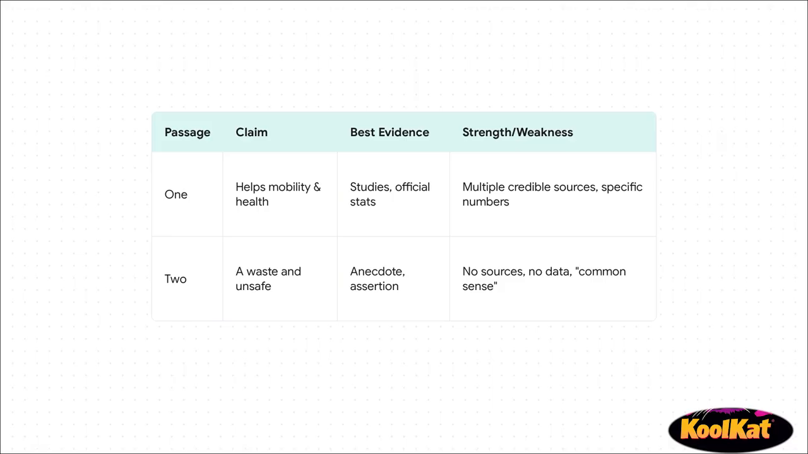The easiest way to do this is to organize your clues in a little chart, kind of like this one. So let's say the topic is about bike share programs. If you jot down each author's claim and the evidence they use, it becomes super obvious almost immediately which argument is stronger. See here? Passage 1 is using studies, official stats. Passage 2 is leaning on personal stories and just saying everybody knows. The difference in quality is night and day.